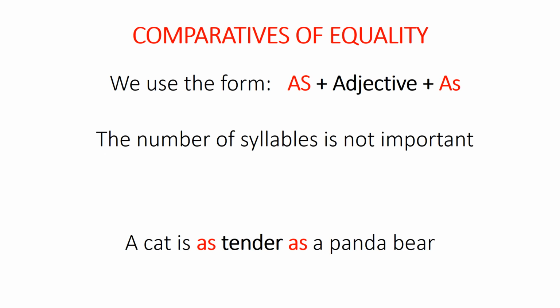The second type of comparatives that we will have are comparatives of equality. It means that one element is equal to another element. To make this type of comparatives, we use the form as, adjective, as. In this kind of comparative, the number of syllables is not important. A cat is as tender as a panda bear.